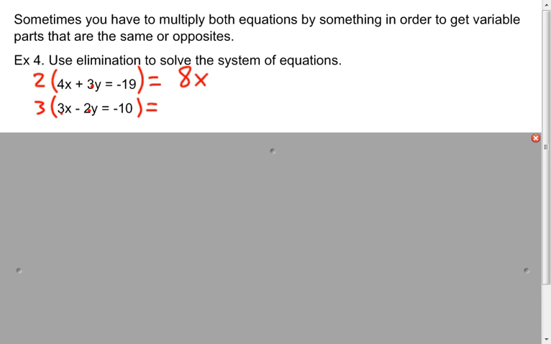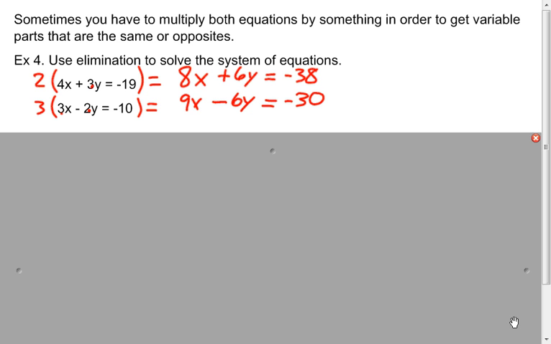Okay? The reason why I do that is because now if I multiply both of those equations, 2 times 4 gives me 8x. 2 times 3 gives me 6y. And 2 times negative 19 gives me negative 38. Okay? The bottom one, 3 times 3 gives me 9x. 3 times negative 2 gives me negative 6y. And 3 times negative 10 gives me negative 30.